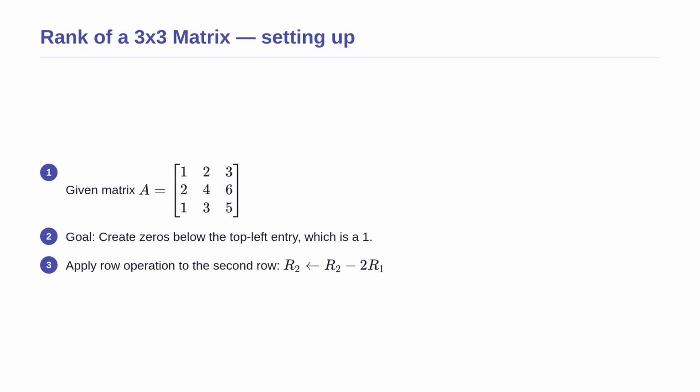Now that we have our formula, let us apply it to a real problem. We are given a 3 by 3 matrix A, and we need to find its rank by determining how many rows are actually independent. We start with our matrix, which has rows 1, 2, 3; 2, 4, 6; and 1, 3, 5. Our goal is to create zeros in the first column below the top left number. To eliminate the 2 in the second row, we use our row operation formula. We subtract 2 times the first row from the second row. We chose this specific operation because multiplying the first row by 2 perfectly matches the leading value of the second row, allowing them to cancel out.